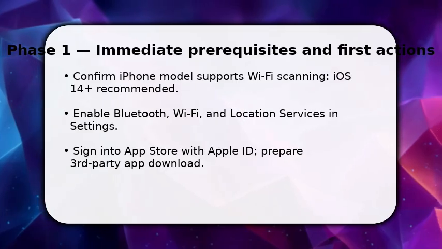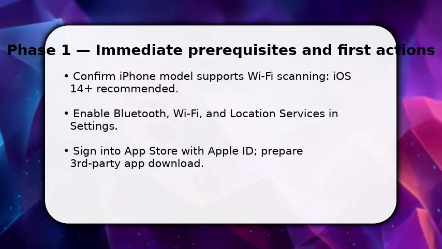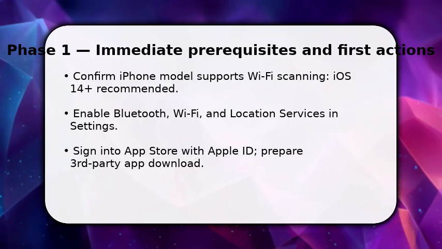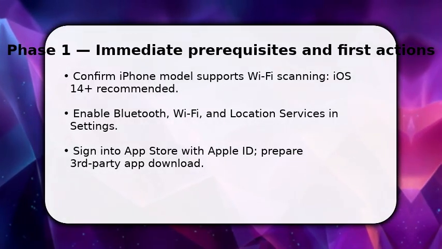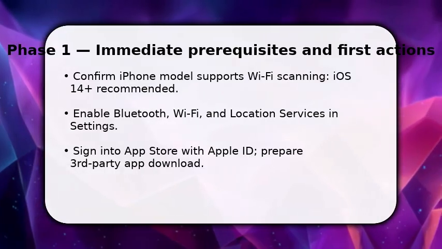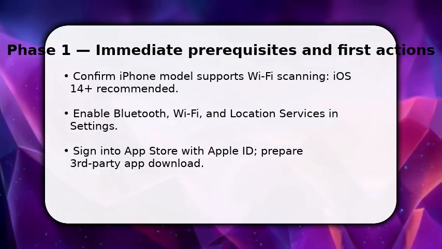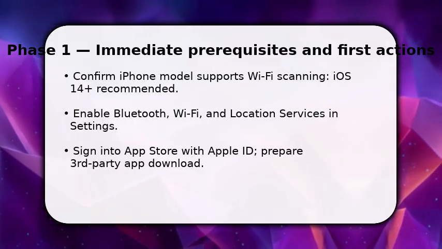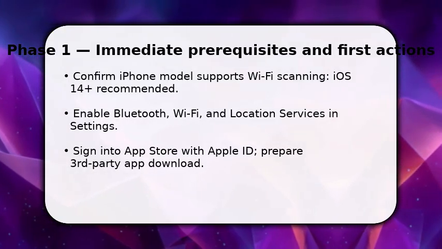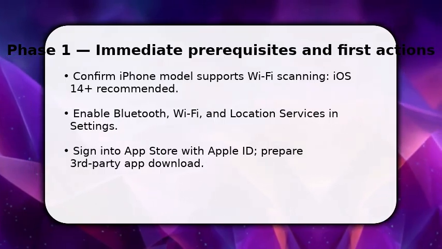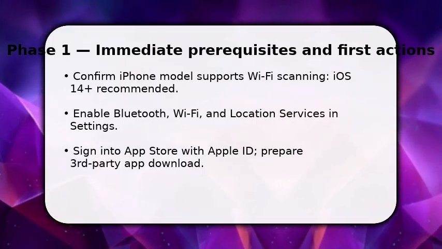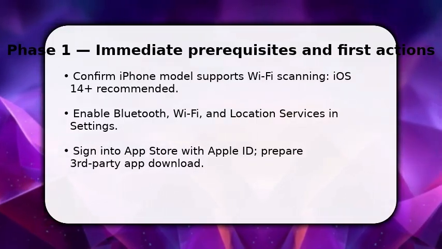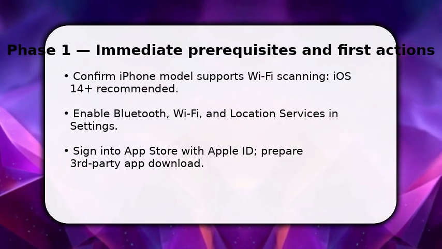You start by getting essentials right. Check that your iPhone runs iOS 14 or later, because many scanner features depend on modern APIs. Once done, turn on Wi-Fi, Bluetooth, and location services. These let the phone probe networks and access signal metadata. Next, sign into your Apple ID so you can download a dedicated Wi-Fi scanner app from the App Store. This sequence moves you from zero to ready. It ensures the app can scan, map, and save results without permission problems.